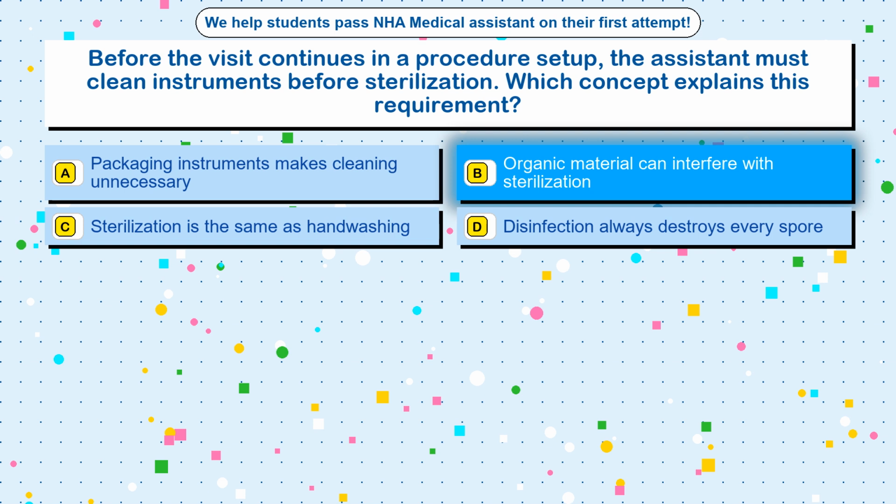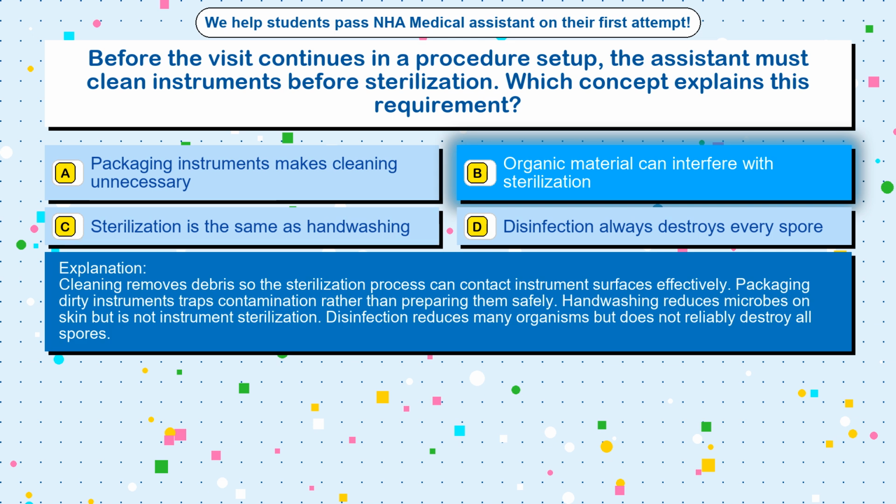The correct answer is option B. Organic material can interfere with sterilization. Cleaning removes debris so the sterilization process can contact instrument surfaces effectively. Packaging dirty instruments traps contamination rather than preparing them safely. Hand washing reduces microbes on skin but is not instrument sterilization. Disinfection reduces many organisms but does not reliably destroy all spores.